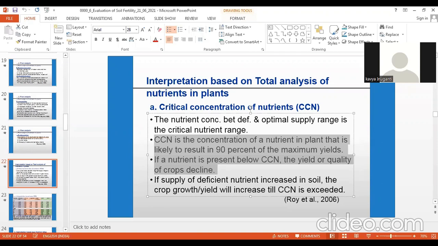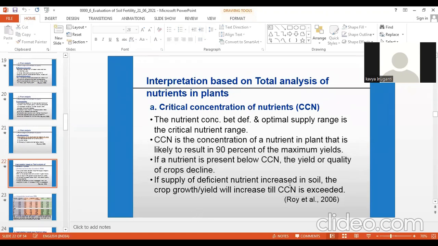If a nutrient is present below CCN, the yield or quality of crops declines. If supply of the deficient nutrient is increased in soil, the crop growth or yield will increase till CCN is exceeded.